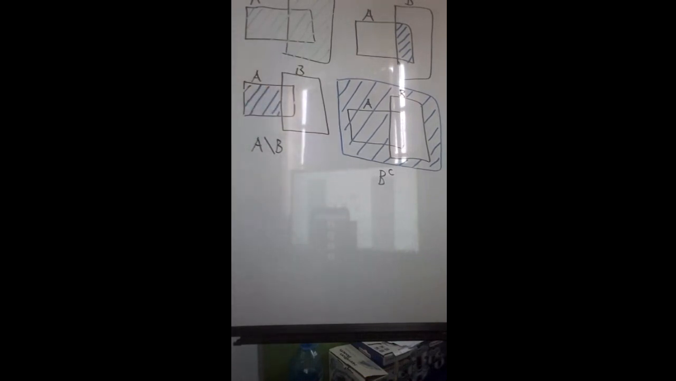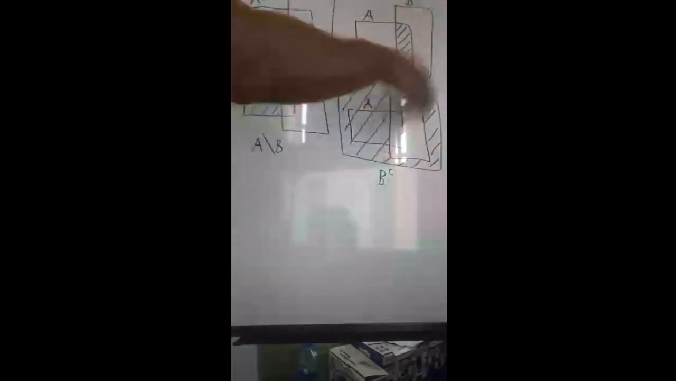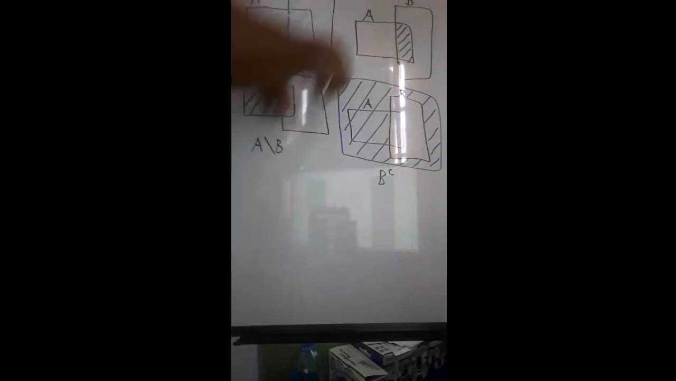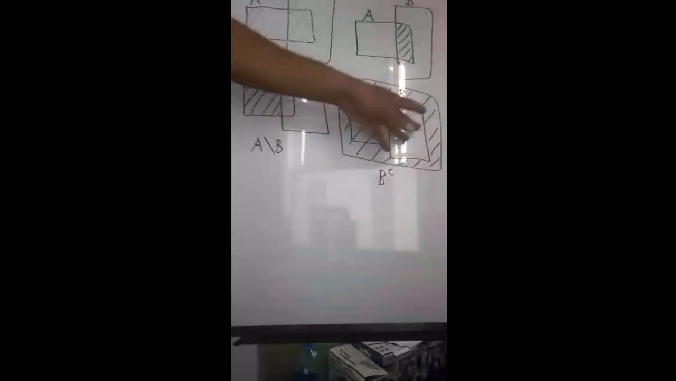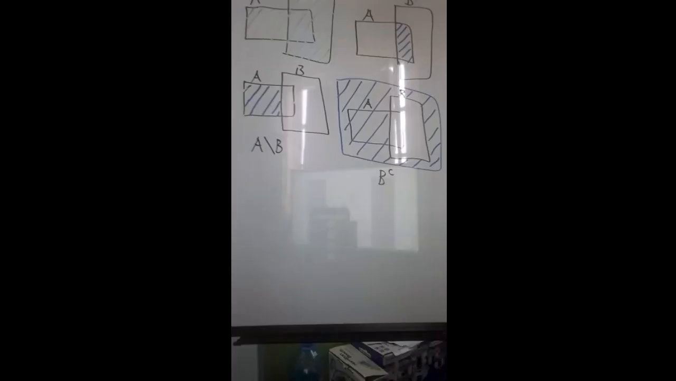And then for the final one, it's everything outside of B. So there's a rectangular universal set here. I do a big box, I put the A and the B in it, and shade everything outside of the B. That's B complement.